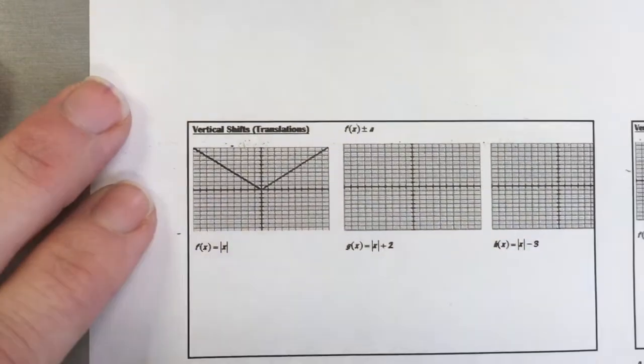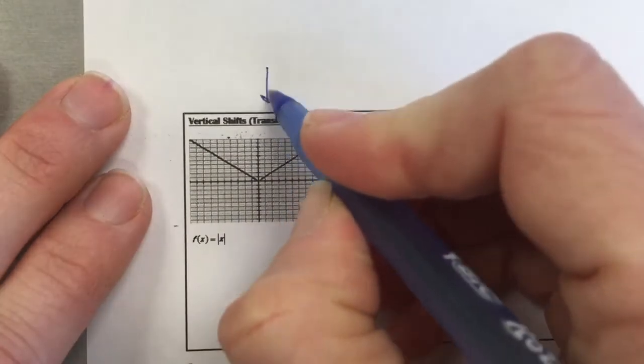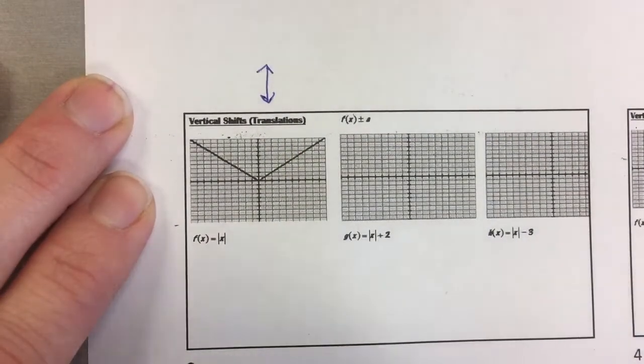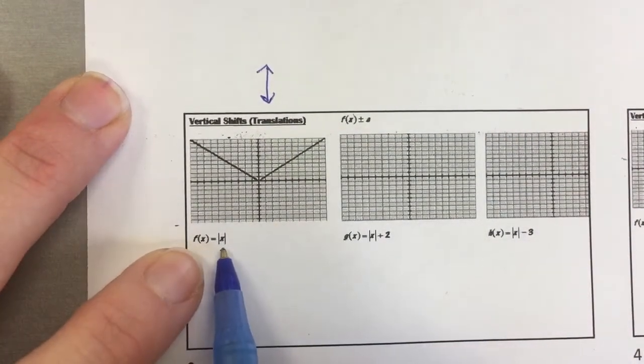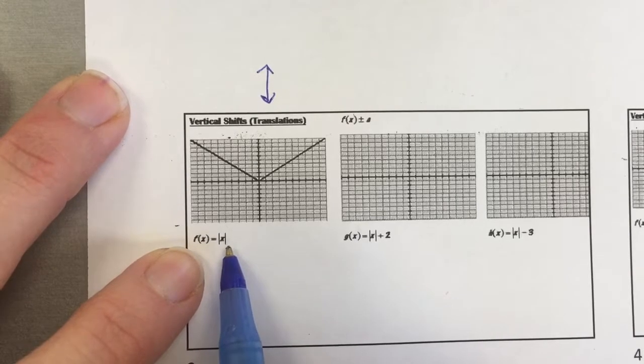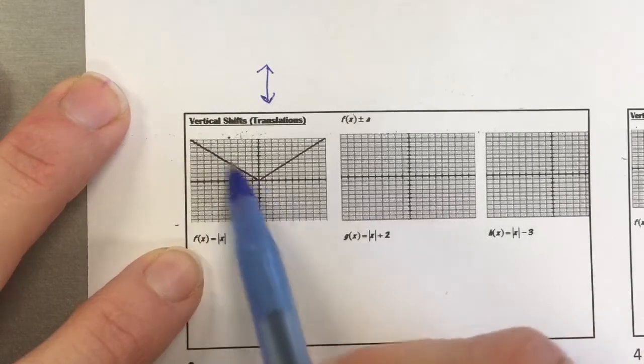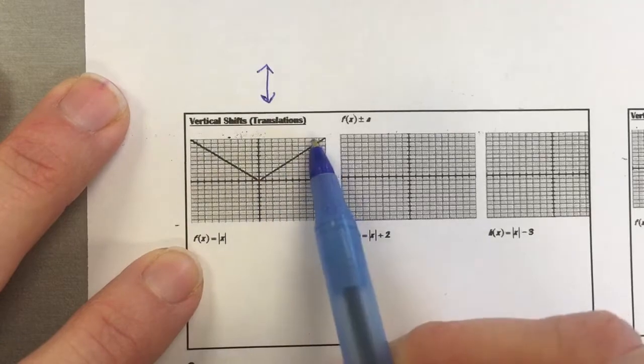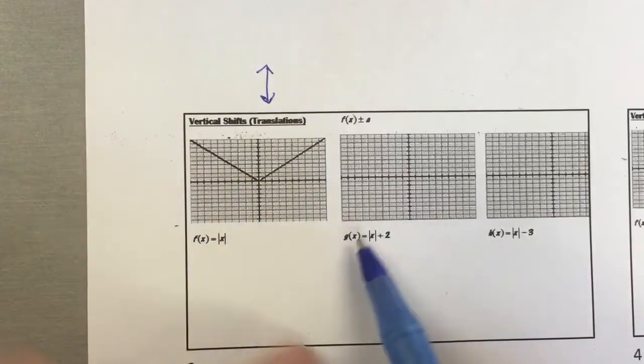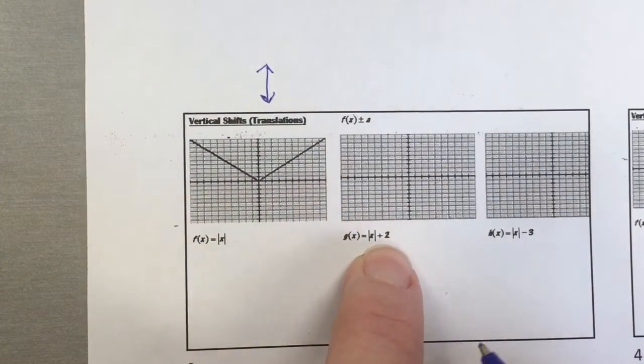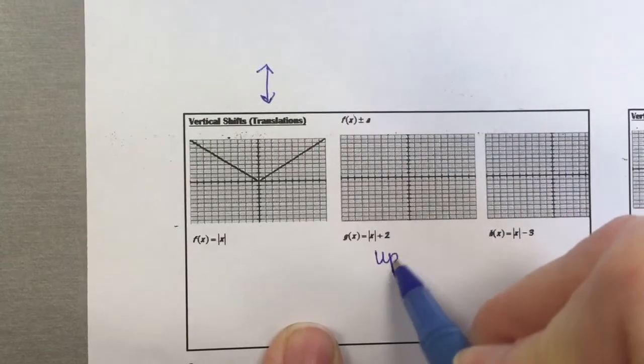Vertical shifts. Remember, vertical means to go up and down. So here we're starting with the function absolute value of x. The absolute value function, I don't think you've probably seen before. It makes a v going through 0, 0. If you add 2 to the end of it, it actually makes it move up 2.